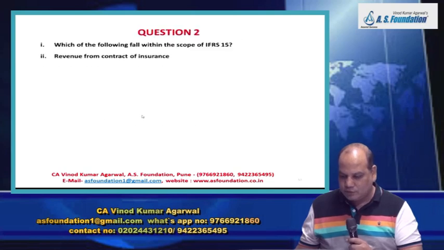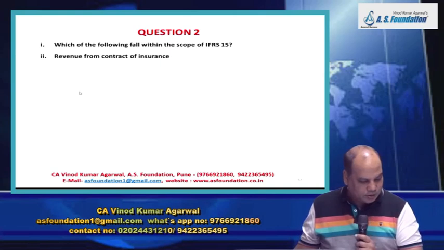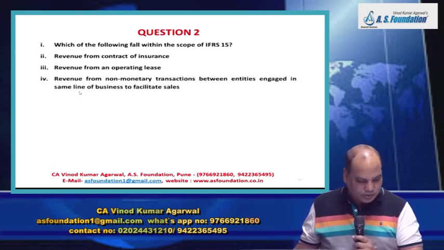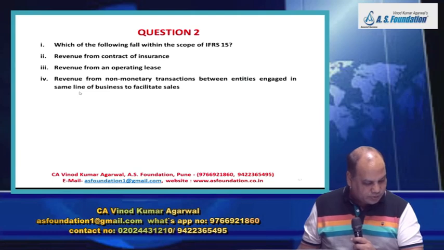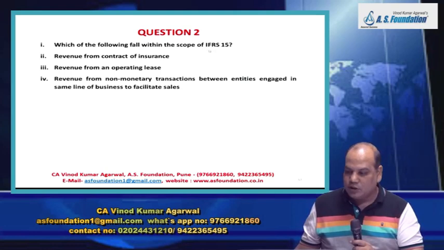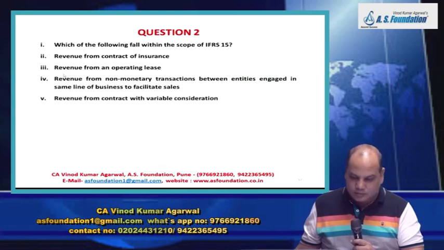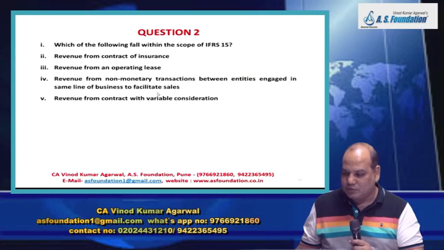Now come to the next wonderful question, question number 6. Which of the following will fall within the scope of IFRS 15? Revenue from contract of insurance, revenue from operating lease, revenue from non-monetary transaction between entities engaged in same line of business to facilitate sale, revenue from contract with variable consideration.